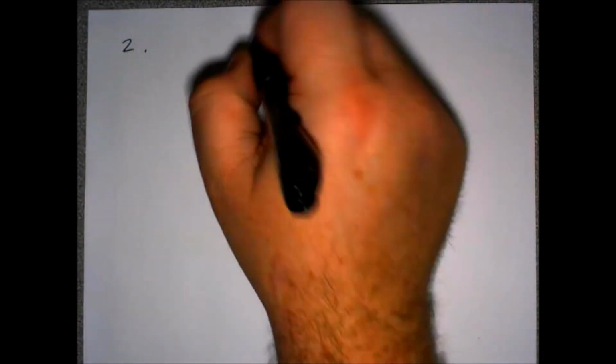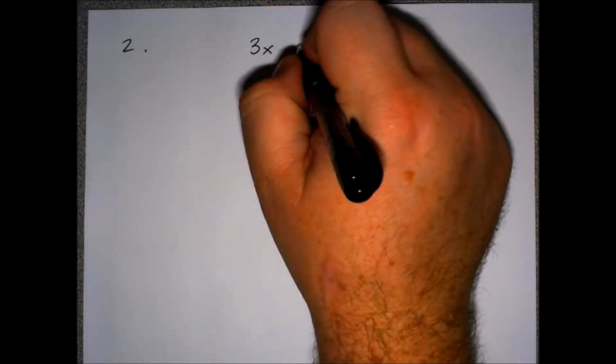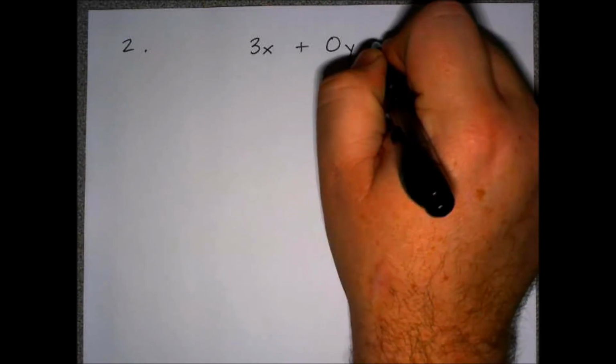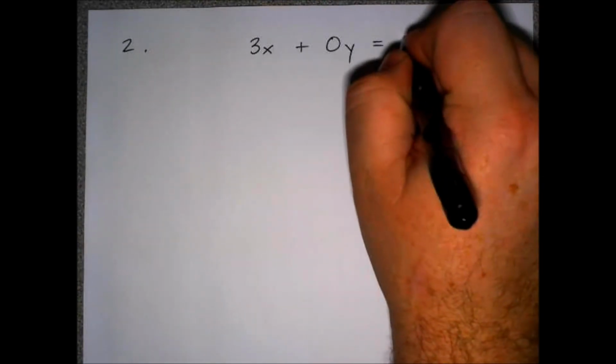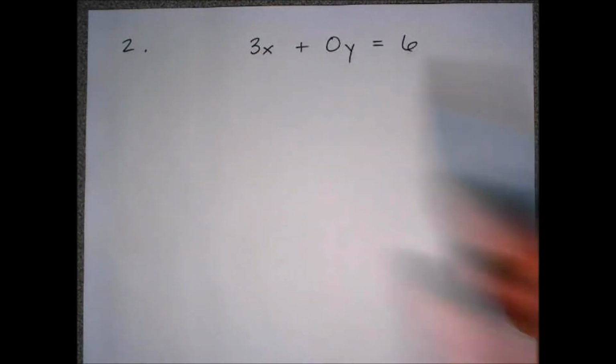So the equation for this one is 3x plus 0y equals 6. Now there's a 0 next to y. That's interesting. Would we always see it this way? Probably not. Probably in a textbook or on a test, you wouldn't see it like that. They wouldn't even write the y.